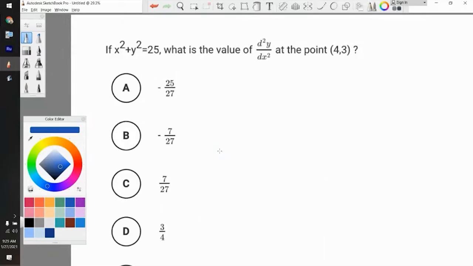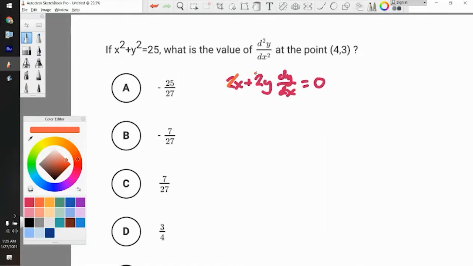So I did say the first thing that you're going to want to do on this is find the derivative. So that's what we're going to do. So you should get 2x plus 2y dy over dx is equal to 0. Okay. We need to solve for that first derivative, so that's what I'm going to do really quick.